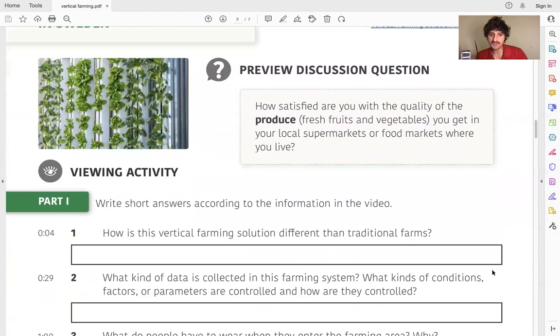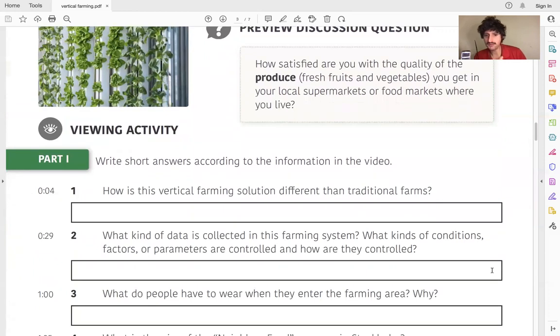Okay, so this video will talk about vertical farming. Okay, it'll compare vertical farming with traditional farming. Okay, now you will see that in this video, in the YouTube video, they're talking about Sweden, and they have this high-tech vertical farming center, and it works with artificial intelligence.